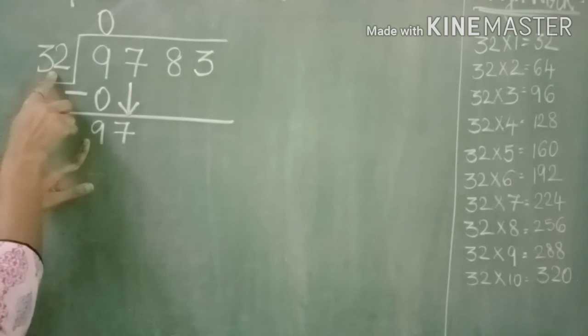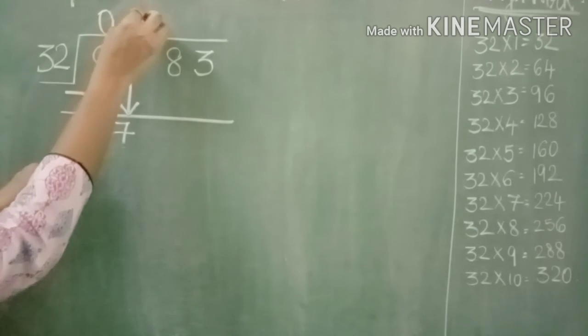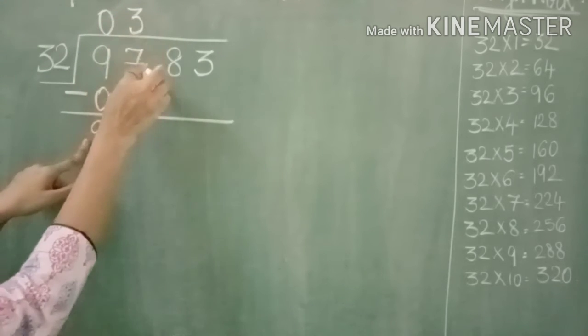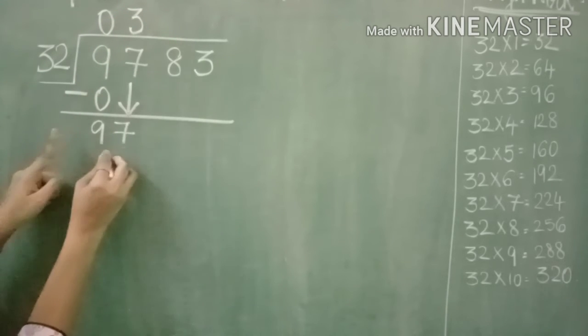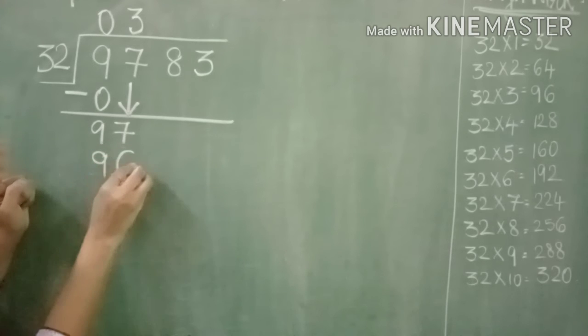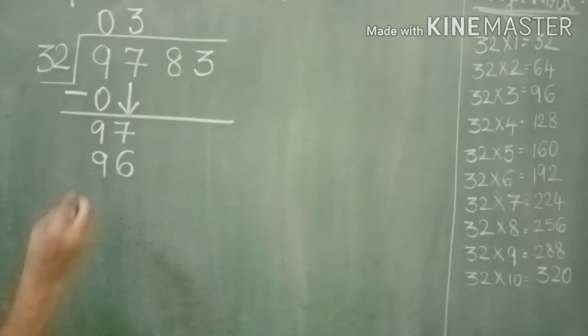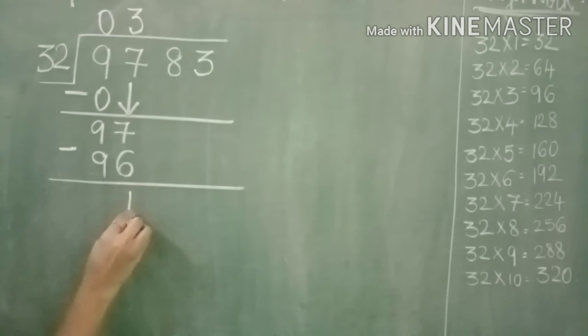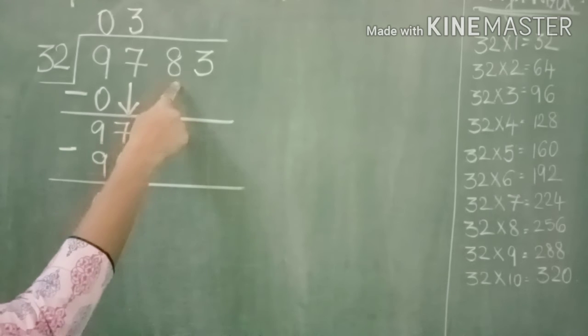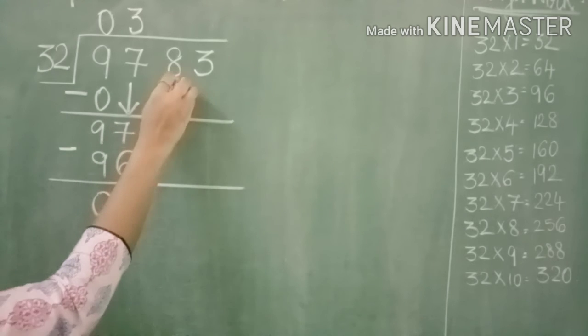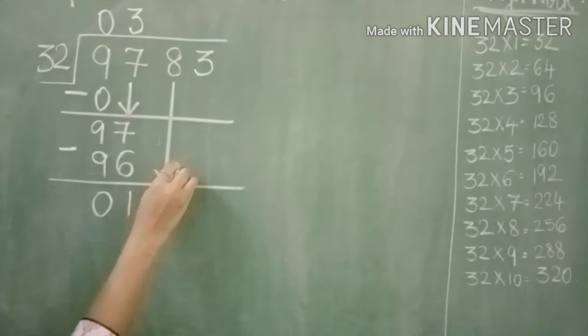So we have to multiply 32 threes, where you are going to write 3 above 7 and you are going to write over here 96. Which sign? Minus sign. Then again you have to write the answer. 7 minus 6 is 1. 9 minus 9 is 0. Now we have to take the next number, which is number 8. And we are going to draw an arrow, write the number 8.